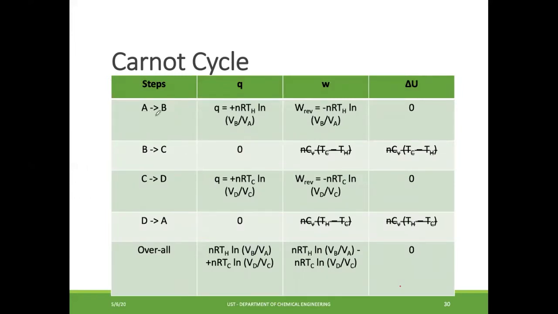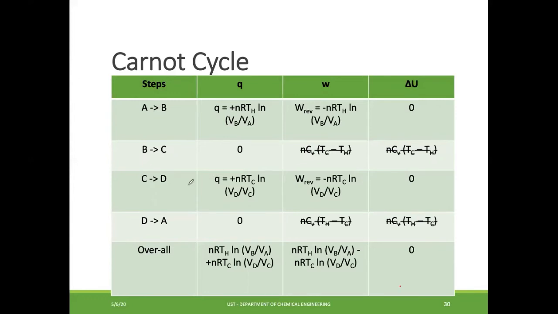Now, let us summarize the steps. A to B is reversible isothermal gas expansion. Delta U is equal to 0. Work is equal to negative nRTH ln(VB over VA), and Q is equal to positive nRTH ln(VB over VA). B to C is reversible adiabatic gas expansion. Q is equal to 0, work and delta U equal to nCv (TC minus TH).